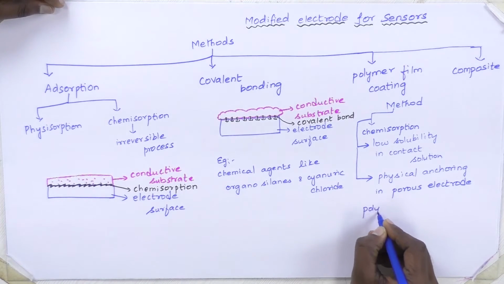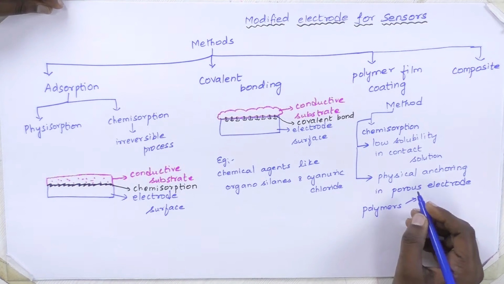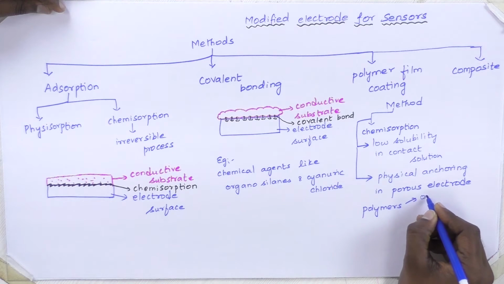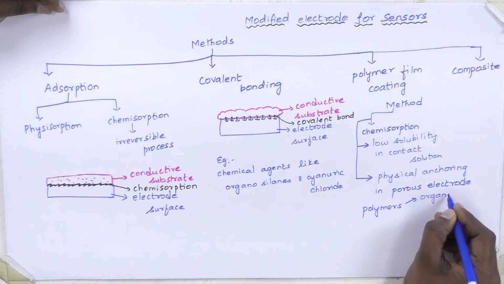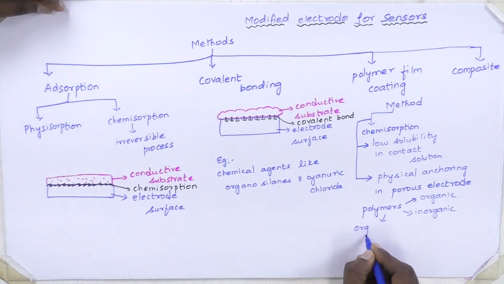Polymers used for coating may be organic, inorganic or organometallic. These polymers are used to coat the electrode surface.